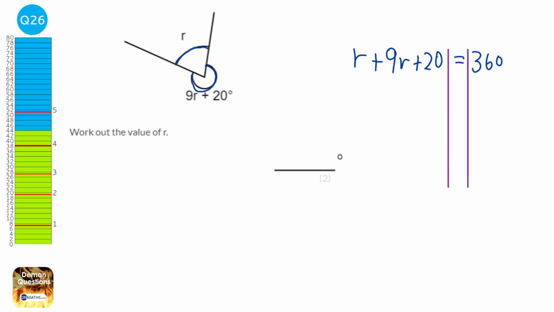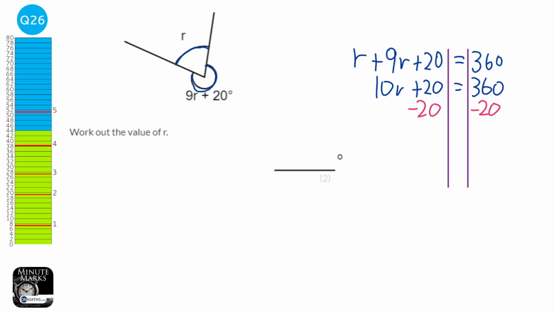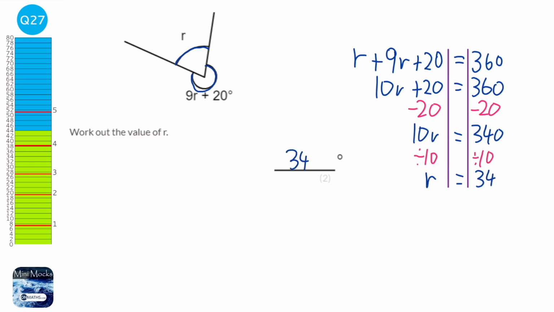So first of all, let's add the r's together, and so that will be 10r plus 20 equals 360. Then we're going to subtract the 20 from both sides. So we have 10r equals 340, and then we're going to divide by 10 both sides. So we have r equals 34. So our answer is 34.